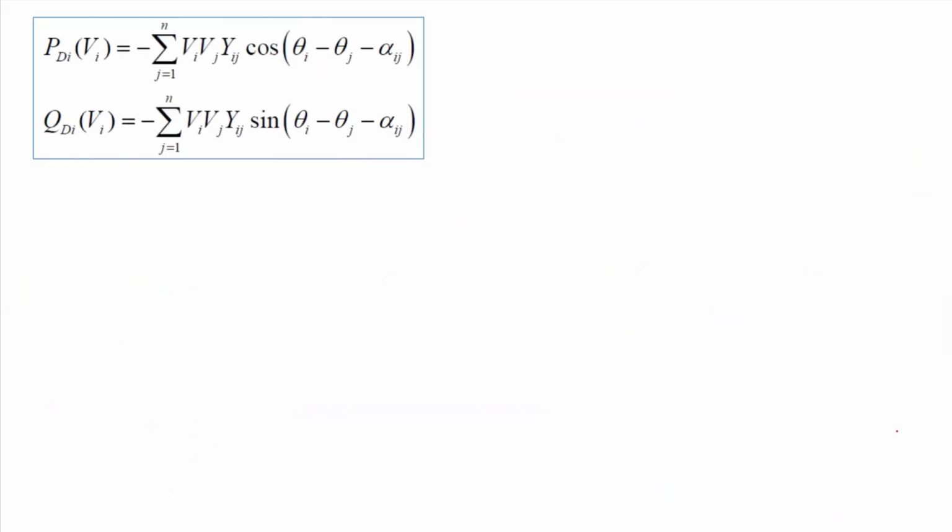Okay. So now this equation is valid for the load buses only, right? So this is PDi Vi, because the real power generator injection will be 0 at the load buses. So PGi will become 0 and QGi also becomes 0 here. So therefore we can write the power injection equation in this form.